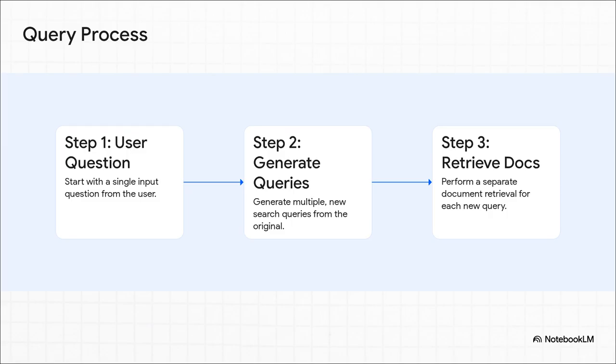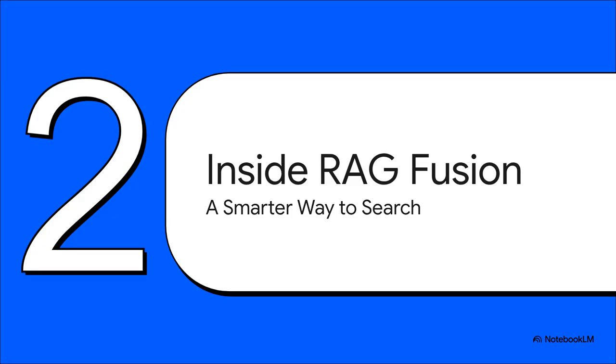It's pretty simple, really. It all starts with you asking your one question. Then, the AI gets creative and generates a handful of new questions based on yours. And finally, and this is the key part, it runs a completely separate search for every single one of those new questions. It's casting a much wider net to find the best possible information. Now, the idea of using multiple queries to get better results isn't brand new, but a specific technique called RAG Fusion is what really takes this to the next level. It adds a really clever, critical step that makes all the difference. Let's see how it builds on that basic idea.